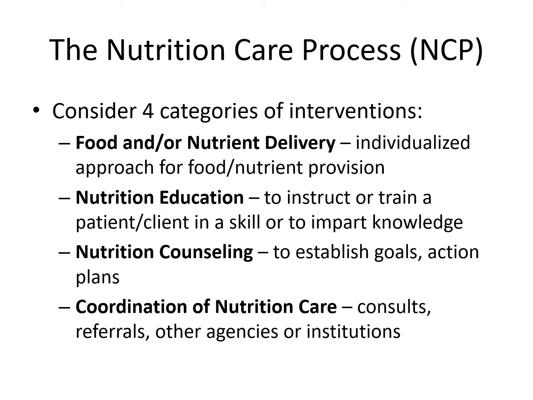Now we have 4 categories of interventions, and we can talk more about this, especially as we start looking through that NCPT book. Food or nutrient delivery, an individualized approach for food and nutrition provision. So how do we get the nutrition in their body? Education, to train or instruct the patient or client in a skill or impart knowledge. Counseling, which is looking at goals and behavior changes. And then coordination of nutrition care with things like consults and referrals to other agencies, institutions, caseworkers, etc.